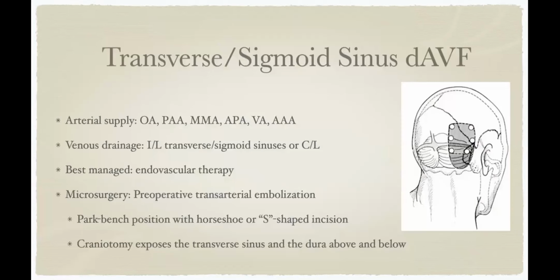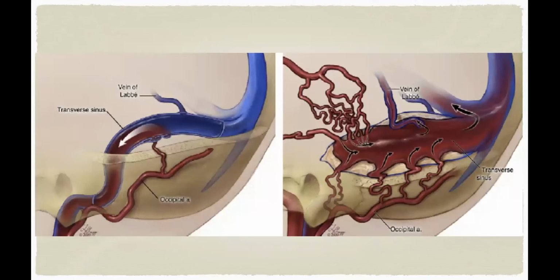Now, coming to the transverse sigmoid sinus dural AV fistula, these are now being managed much more endovascularly. But if the access point is not available, or if the patient has a problem which can be generated because of endovascular therapy, then a microsurgical approach can be done. And in this case, again, either we can do a packing of the sinus, or we can skeletonize the venous sinuses, according to whether the sinus is intact or it is allowing an antegrade flow.